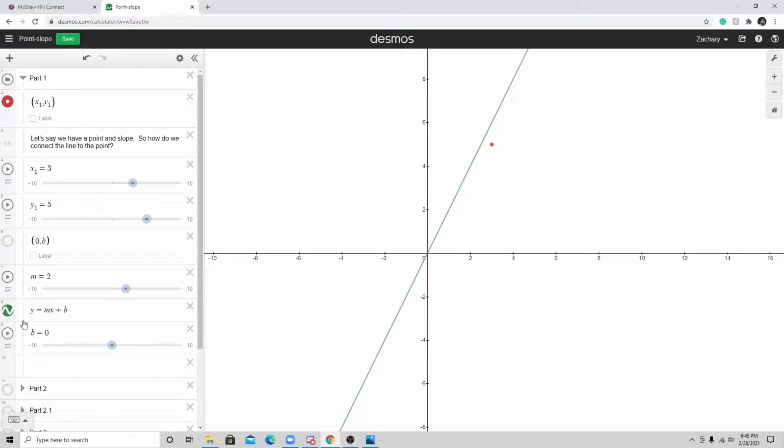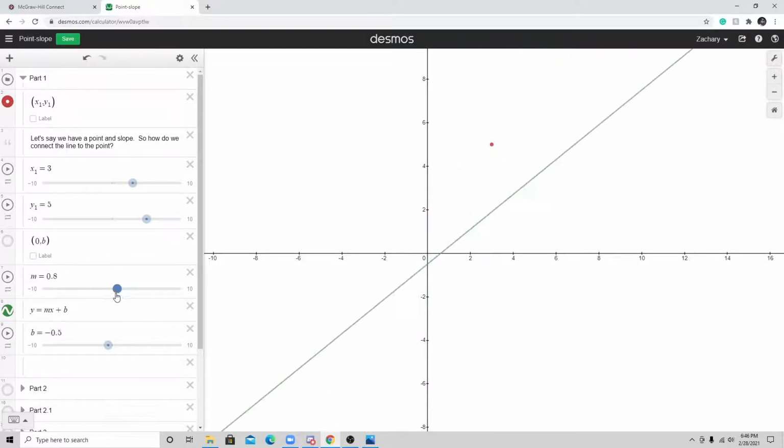So in this case, I can adjust my y-intercept. And when I adjust my y-intercept, the line moves up and down. So that's how the y-intercept affects the line: it defines the position, where the m defines how steep it is. The higher it is, the steeper it looks, and so on.